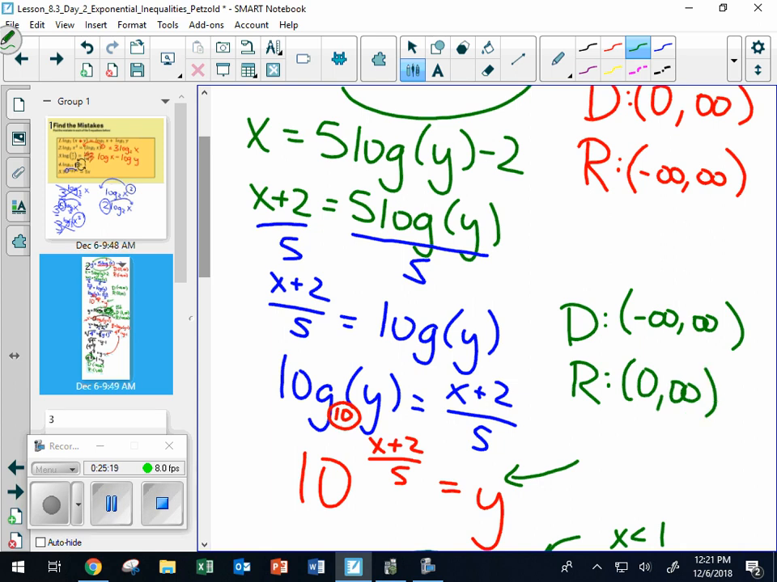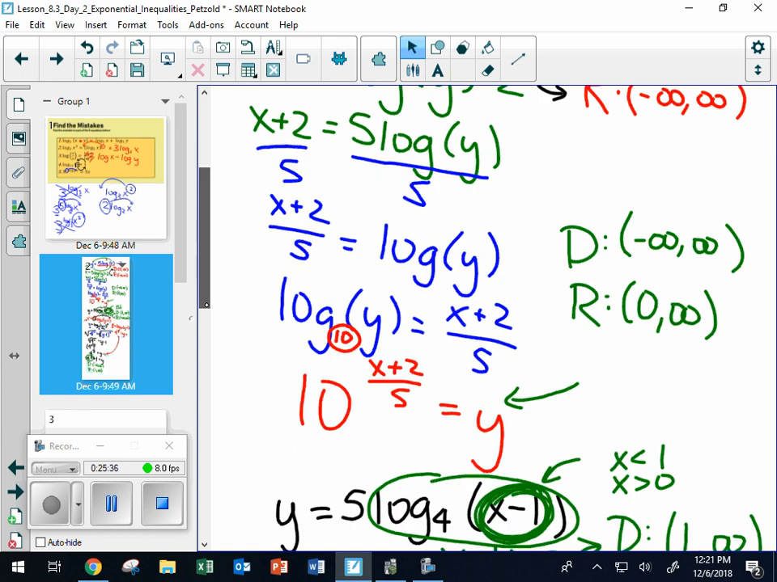0 to infinity. And the way that we could easily find this without even having to look at our inverse function was, since we have the domain and the range of the original function, you just have to flip them and you'll find the domain and range of your inverse function. Okay.